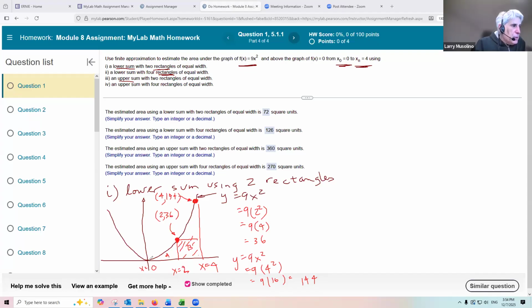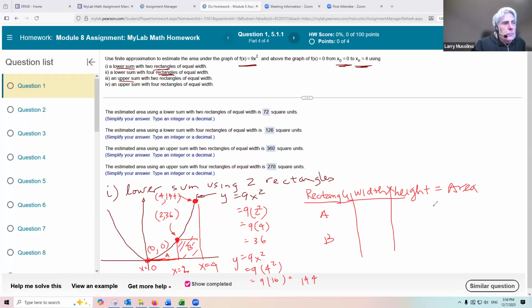All right, now, if I use the left endpoint for rectangle A, this point is (0, 0). So the area, let me make a little table here to help us out. So rectangle A and B. Well, we need the width and the height of each one of these rectangles, and that will give us the area of each rectangle. So I'm going to take the width, I'll multiply it by the height, and that'll get us the area. Well, the width for each one of these rectangles is 2. How about the height for rectangle A? Well, it's going to be the y value of the left endpoint, which is 0.